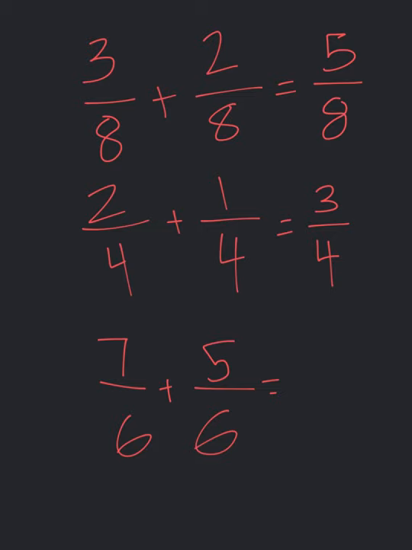Down here, we're going to be talking about adding 7 1/6 pieces plus 5 1/6 pieces, and that's going to give us a total of 12 1/6 pieces, or 12/6. And if you notice, 12 divided by 6 is 2. We could also write this as an answer of 2.